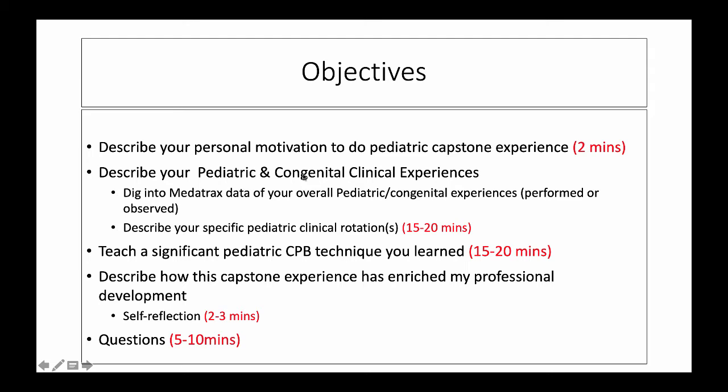You're going to describe also your pediatric and congenital clinical experiences. So let's go through your Meditrax data and get your overall numbers. Not just what you may have done on your clinical rotation, but also what you may have done relating to pediatrics and congenital surgery, the cardiopulmonary bypass performed or observed, to give your overall experience. This can be done in tabular form or graphically, make it interesting. Then you're also going to describe your specific pediatric clinical rotation or rotations. All of this is about 15 or 20 minutes. Use as many slides as you need.